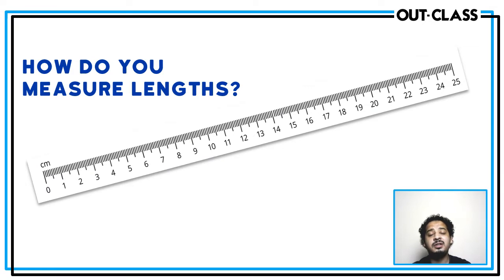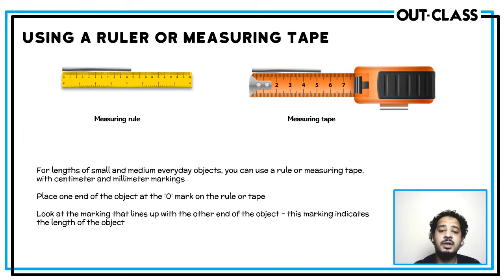So let's get to it. First, let's understand how you measure different kinds of lengths. Now, if we're talking about measuring length, we have different kinds of instruments. You have rulers, you have measuring tapes, you have vernier calipers, you have micrometer screw gauges. There are many different kinds of equipment that are used to measure length.